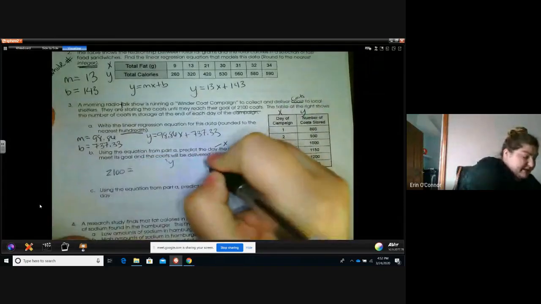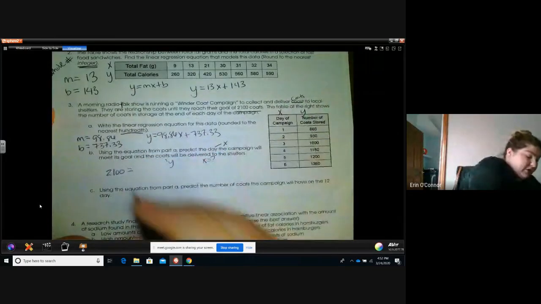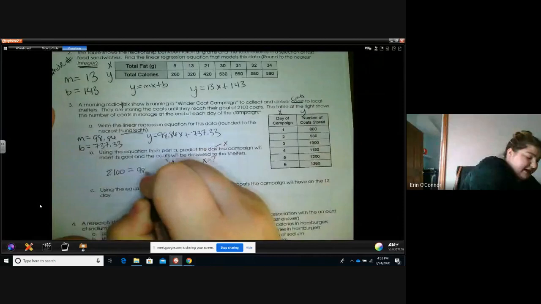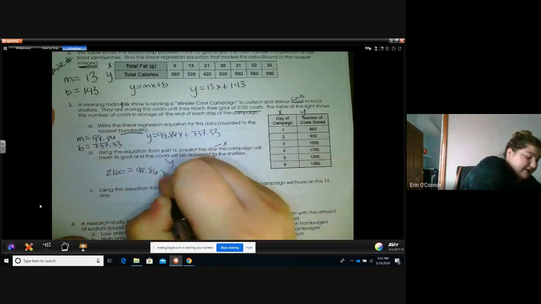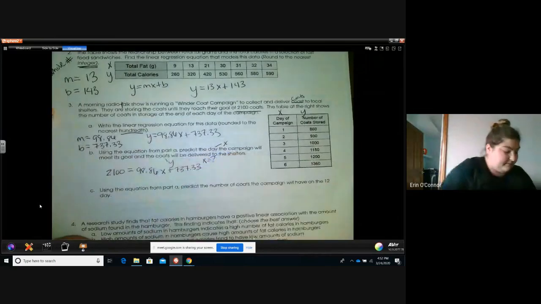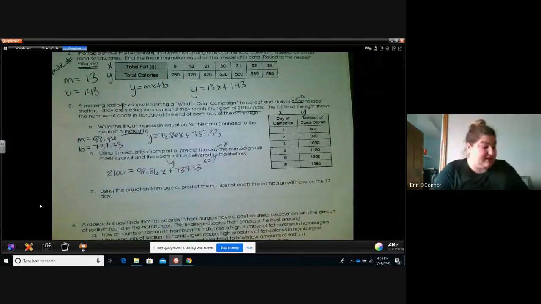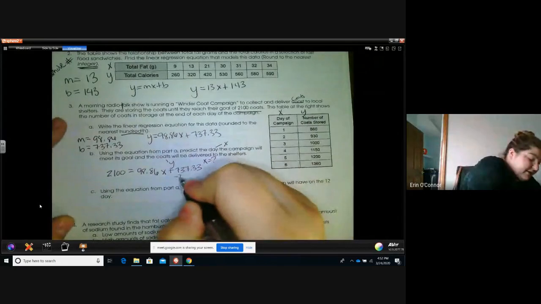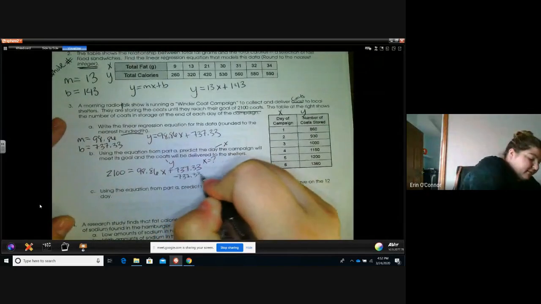So if they want 2,100 coats, because that's what it says in the original, I need to know the day, so X is unknown. 2,100 is equal to, and I'm using my equation, 98.86 X plus 737.33. So we're going to subtract 737.33 from both sides.